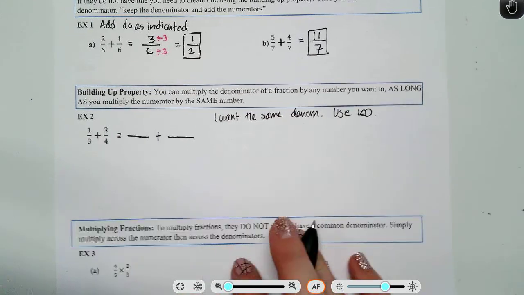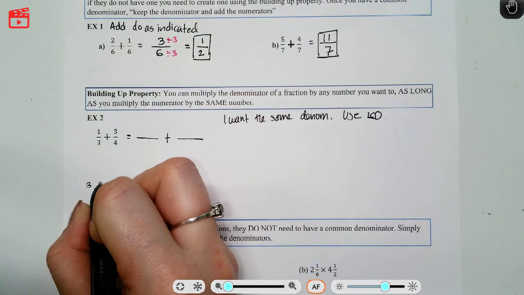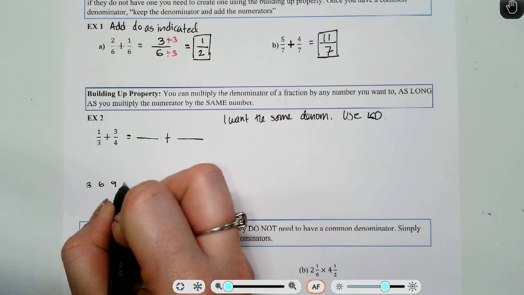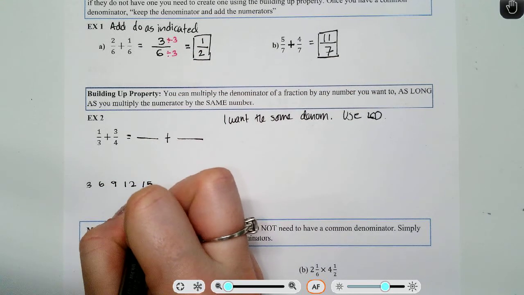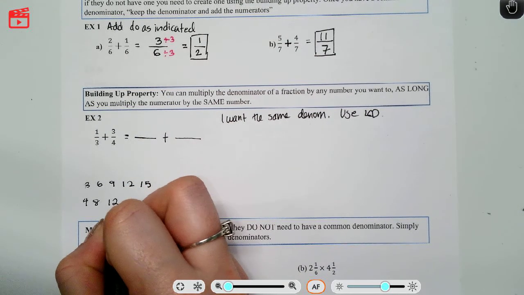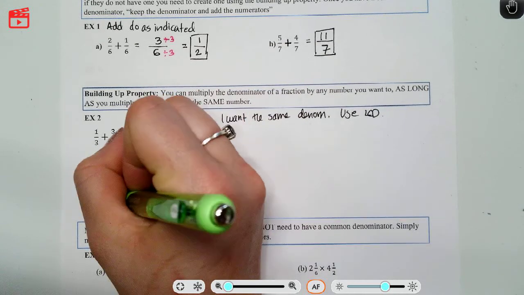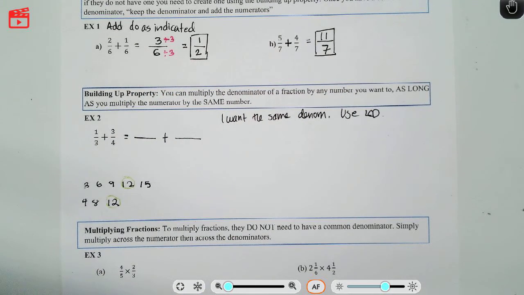Okay. So 3 and 4, let's see. I'm just going to go ahead and find multiples of 3. So 3, 6, 9, 12, 15. We'll stop there for now. Multiples of 4. 4, 8, 12. Look at that. Right there. They have a common multiple. 12. Okay, that's going to be our common denominator for 3 and 4.